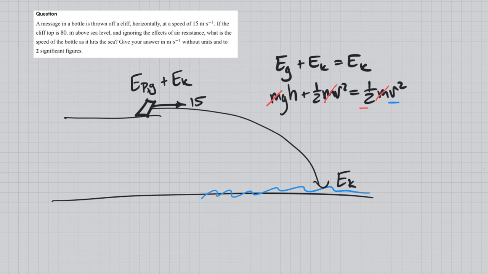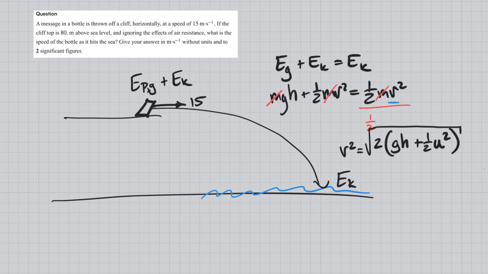So on this side, I'm going to divide by 1/2. We already got rid of m. And so I'm going to get v squared equals 2 times gh plus 1/2 u squared. If we divide by 1/2, that's the same as multiplying by 2. And then we would simply need to take the square root, and that would get rid of this v squared on this side. And when I plug my values in, I'm going to get a velocity of about 42 meters per second.